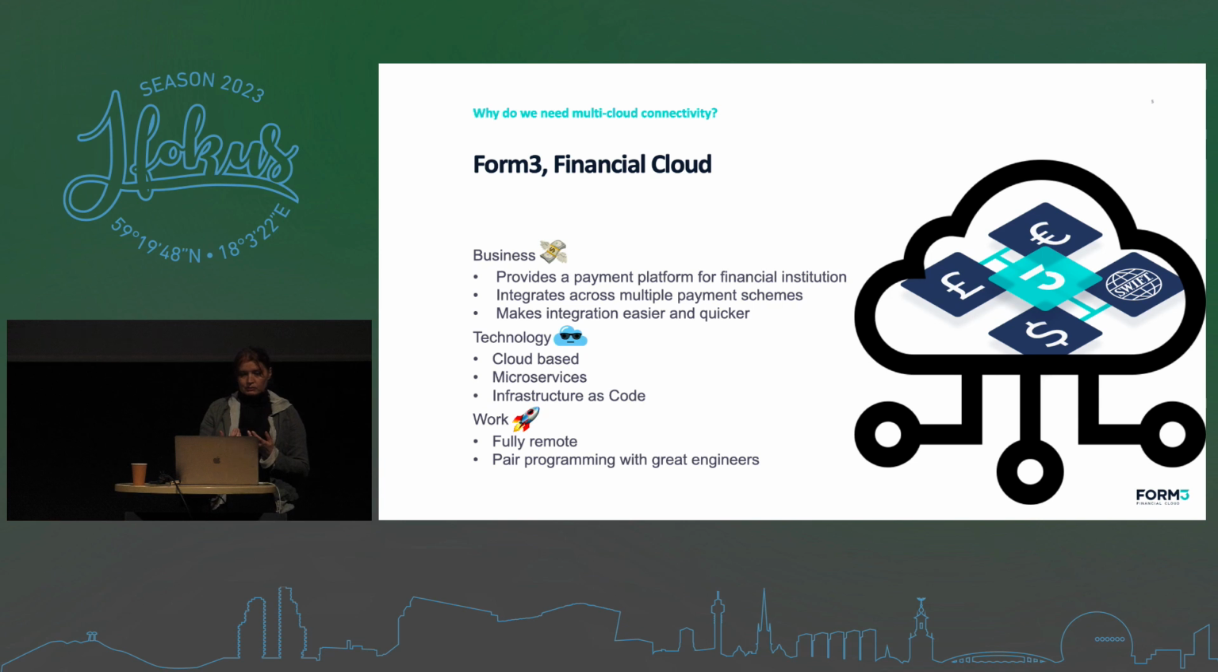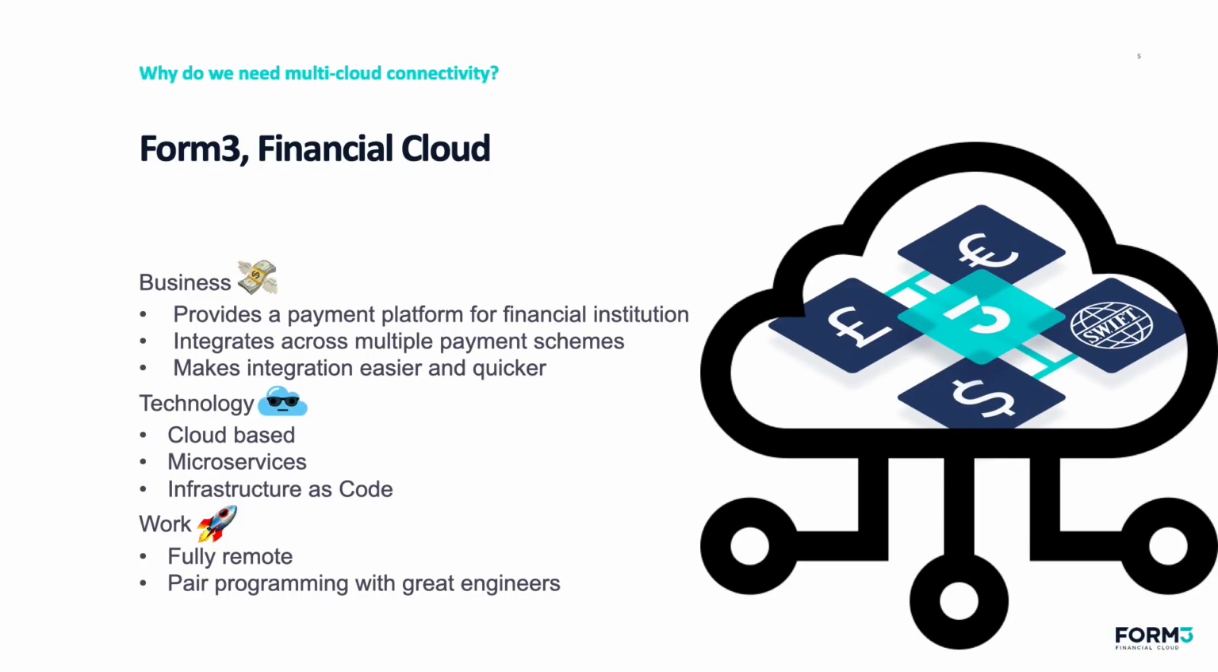So why do we need multi-cloud connectivity? I will tell you from our perspective, and to explain that, first I need to briefly introduce you to Form 3. In 2 words, Form 3 is a financial cloud. So basically we provide payment as a platform services to our customers, which are financial institutions. Our customers, instead of using multiple payment schemes, can connect to a simple REST-based API. Thus, this integration to payment schemes is much easier and quicker, so we are saving them time and money.